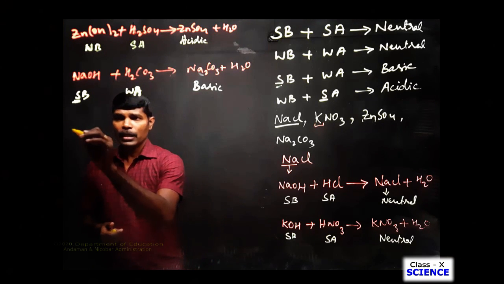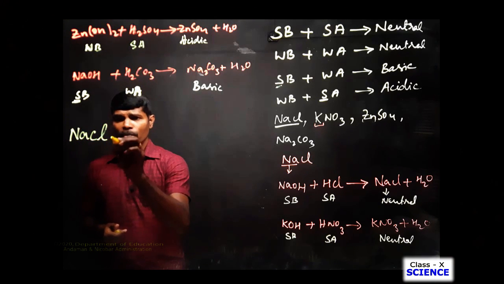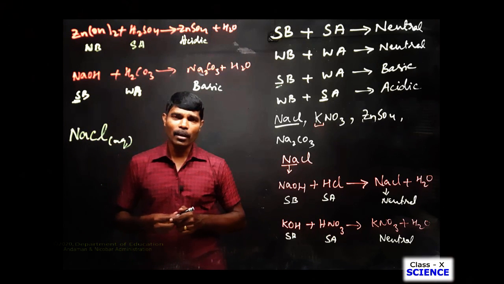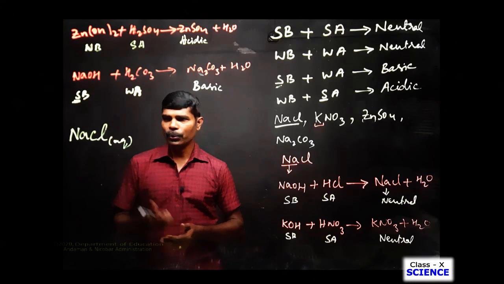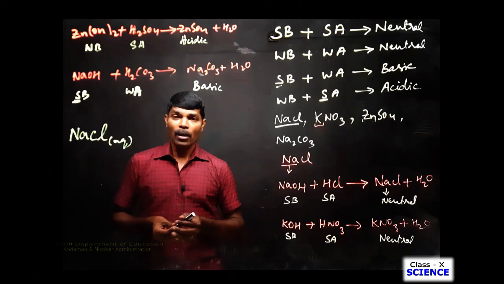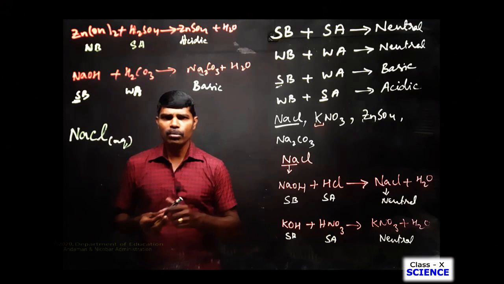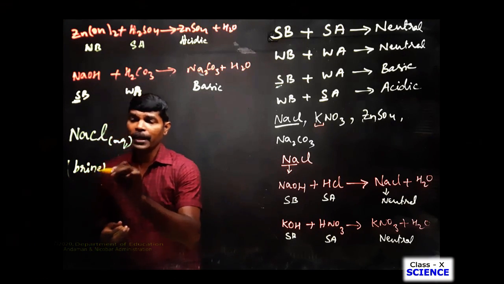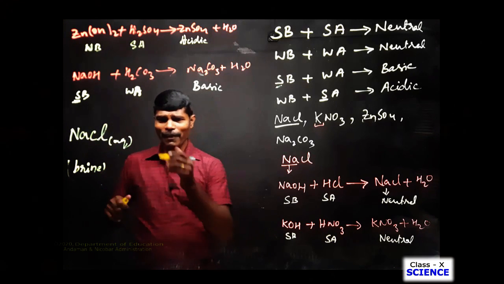So see here, an aqueous solution of sodium chloride. As you know, aqueous solution is the solution obtained when something is dissolved in water. So when sodium chloride is dissolved in water, we call it an aqueous solution of sodium chloride, and this is also known as brine solution. Children, keep in mind, this is brine solution. So brine solution is the aqueous solution of sodium chloride.